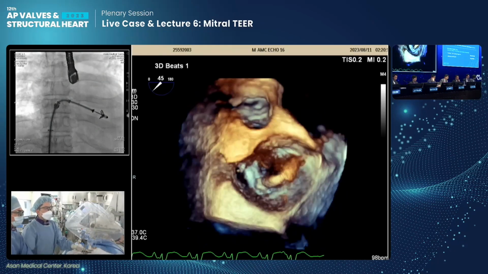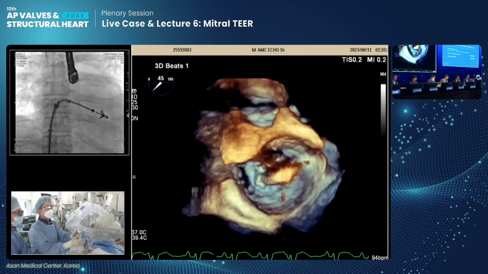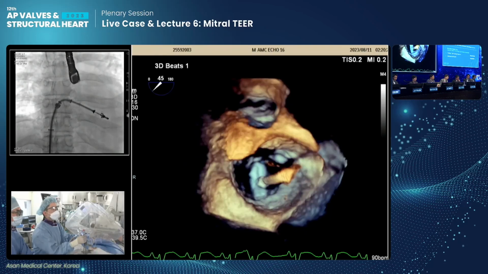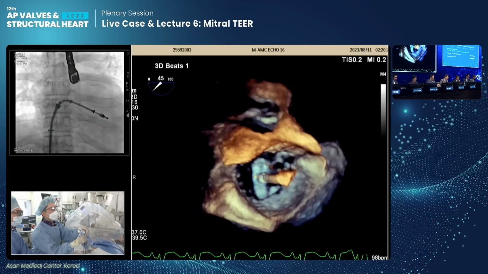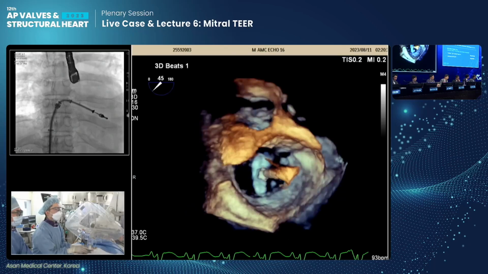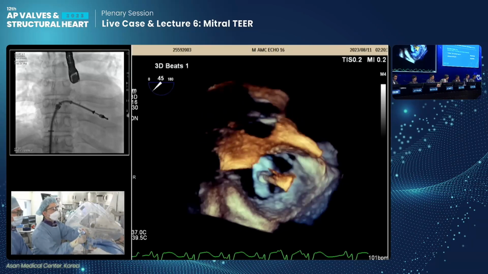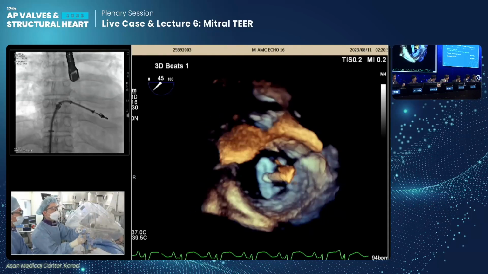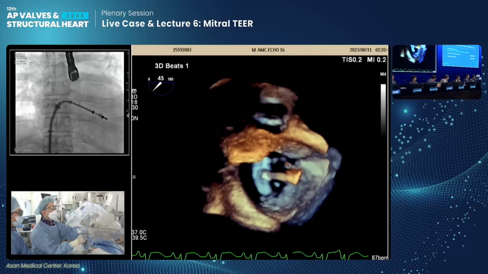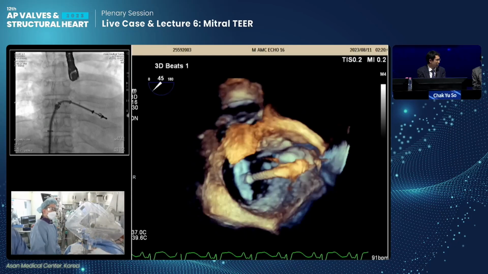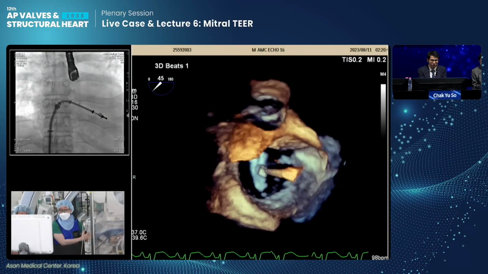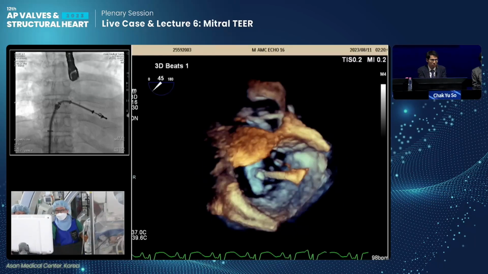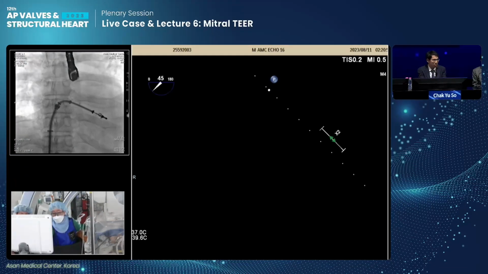So I want to raise a question to the panelists while Dr. Kang is working on that. What is your threshold of using a longer clip in functional mitral regurgitation? Any comment? What is your threshold of using a longer clip? Okay. I mean, with this broad jet, a W clip is definitely the first choice for me. What about using an NTW versus an XTW? What is your choice and also the rationale of making your decision?